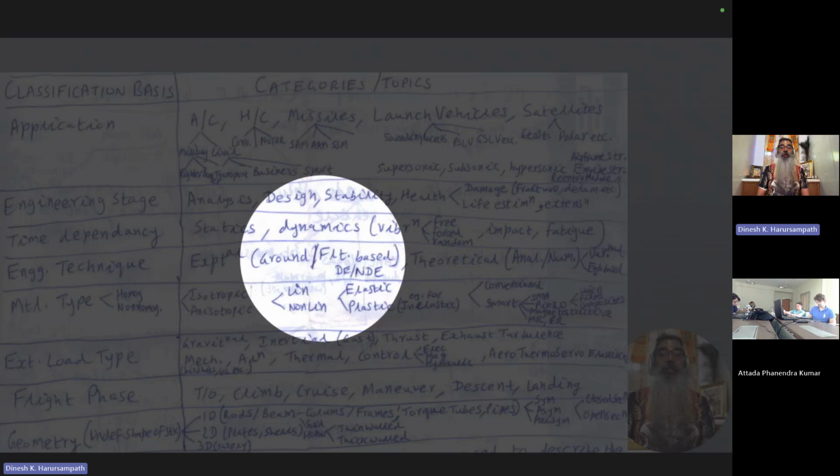Again, these tests could be either DE or NDE, which means destructive evaluations or non-destructive evaluations. Sometimes you use DT or NDT, where T stands for testing, that is destructive testing or non-destructive testing. So destructive testing, you take it all the way to failure. And that's something that you must be familiar with from the automobiles as well.